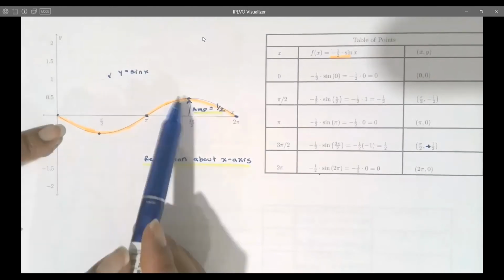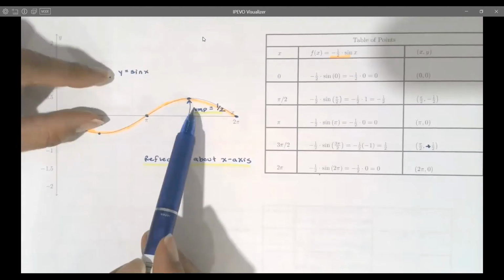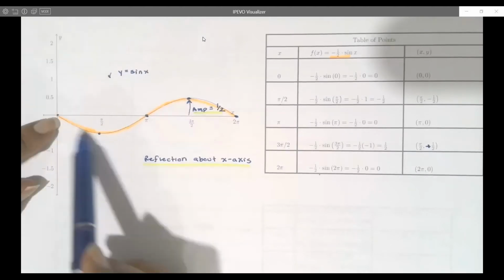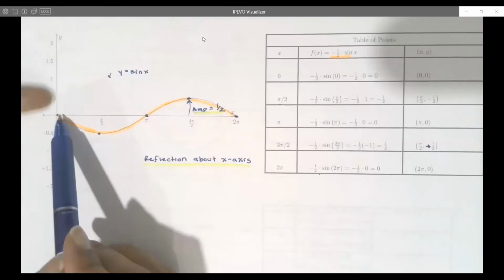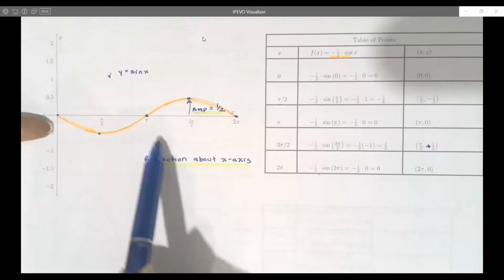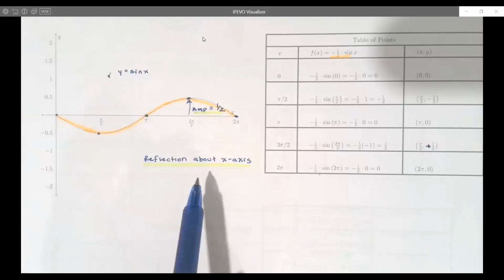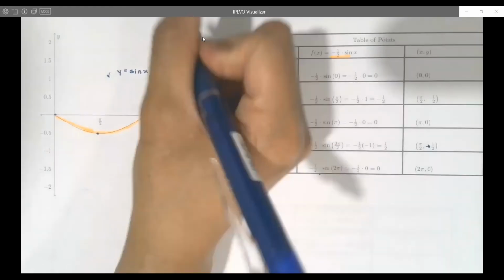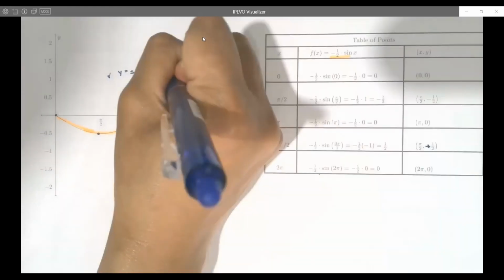And so there we see that the amplitude has shrunk, right? It went from 1 to 1/2. And it also reflected because now instead of going up first, it's going down. But this one you don't always need to have. This is just for comparison. You guys have any other questions?